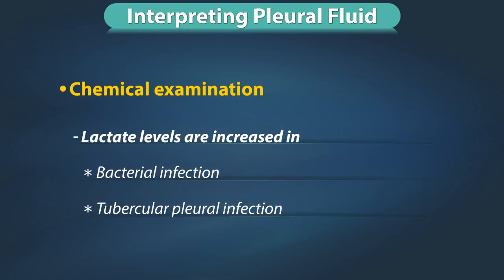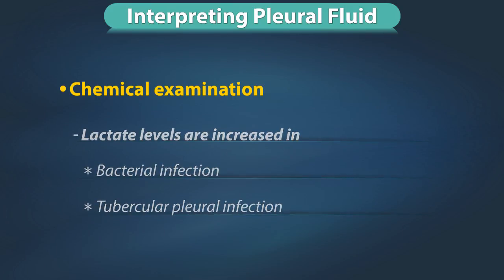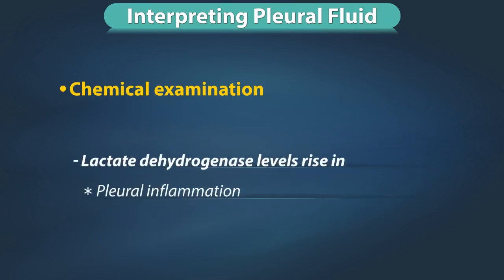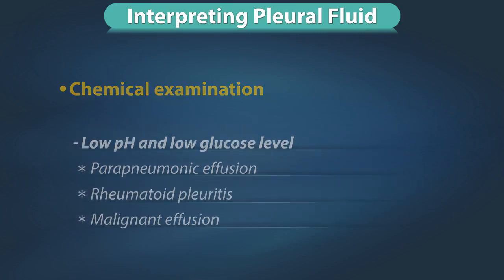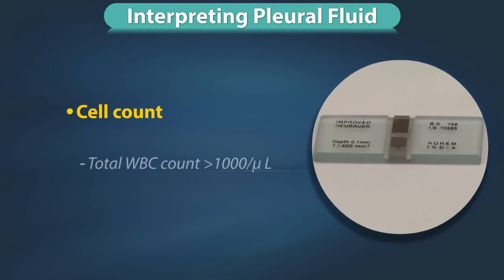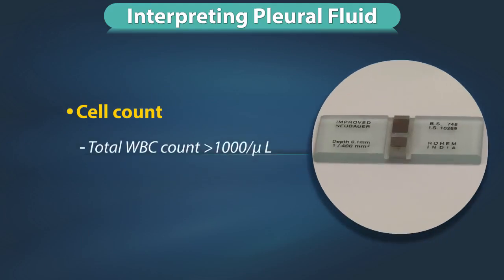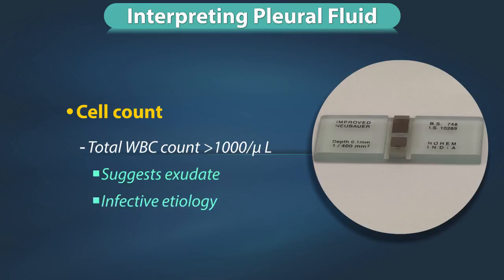Lactate levels are increased in bacterial and tubercular pleural infection. Lactate dehydrogenase levels rise in pleural inflammation. Low pH and low glucose level are seen in parapneumonic effusion, rheumatoid pleuritis, and malignant effusion. Cell counts. Total white blood cell count more than 1000 per microliter suggests an exudate and infective etiology.